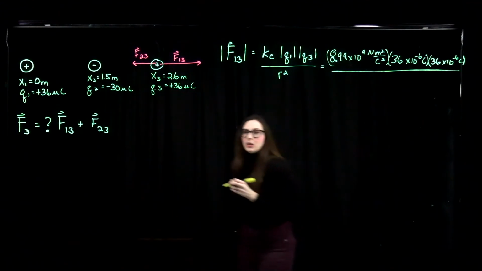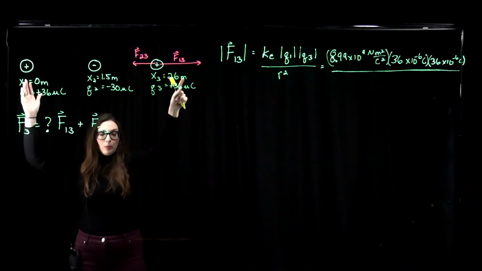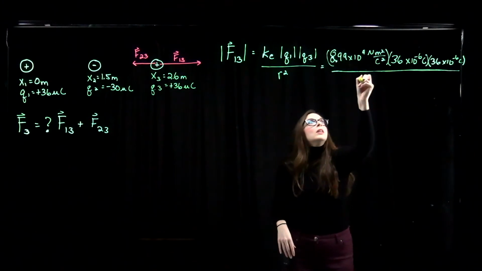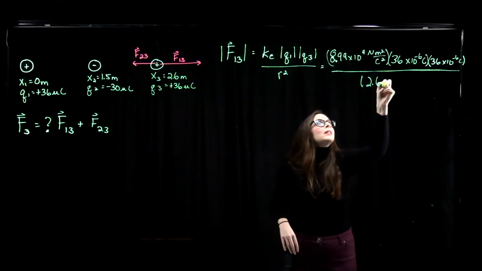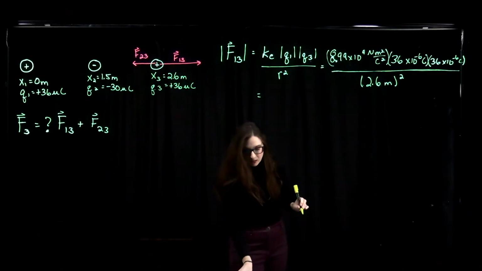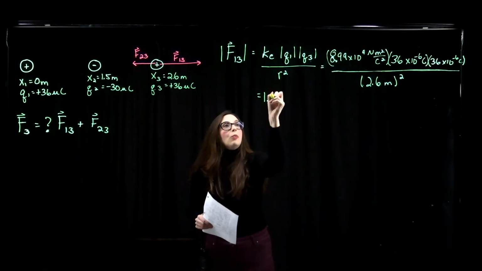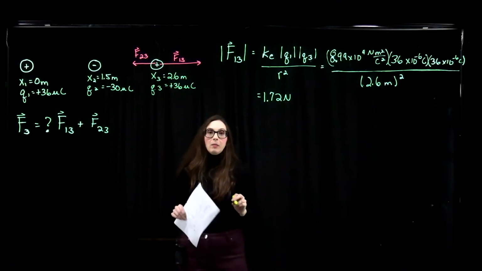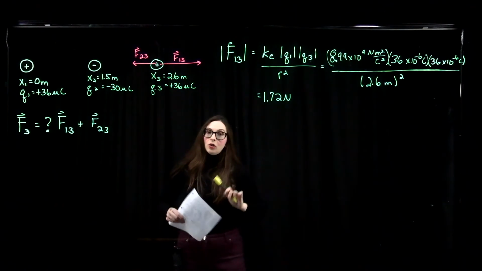So if I come back over here to my drawing, I see that charge 1 is at 0 meters, charge 3 is at 2.6 meters, so the distance between them is 2.6 meters. So we've got divided by 2.6 meters squared. Okay, we'll plug all those into our calculator and we will get the magnitude of 1.72 newtons. And that's the magnitude of F13, the force that charge 1 exerts on charge 3.